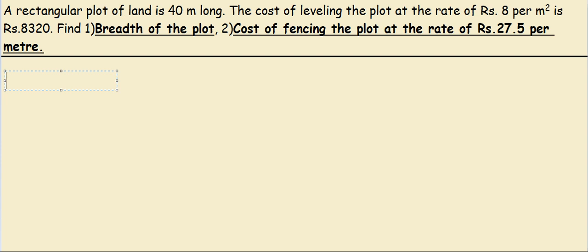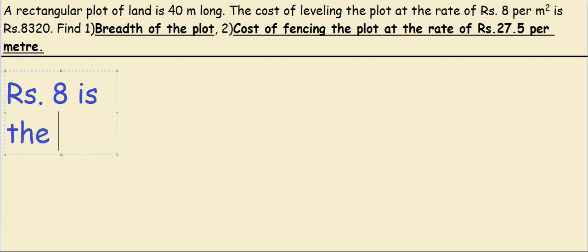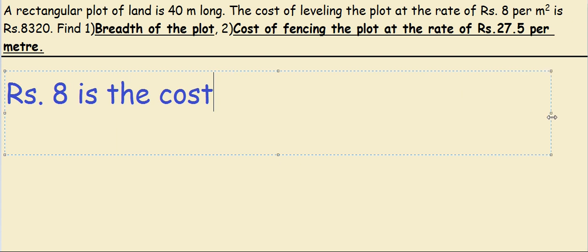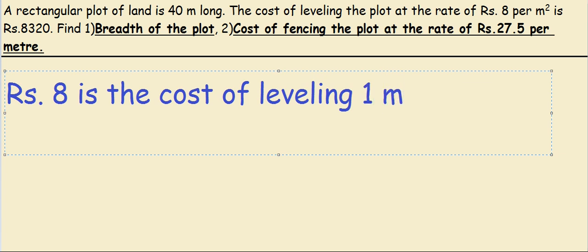So if rupees 8 is the cost of leveling 1 meter square, here it says that in order to level this rectangular plot, the entire cost incurred was 8320 and the rate was 8 rupees per meter square. So rupees 8 is the cost of leveling 1 meter square and the total expense is 8320. So I will write rupees 8320 is the cost of leveling 1 by 8 into 8320. This is the unitary method.